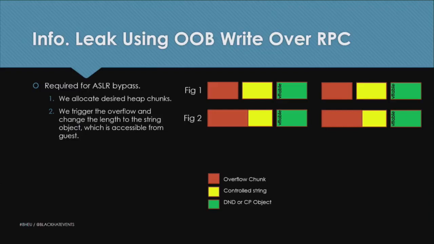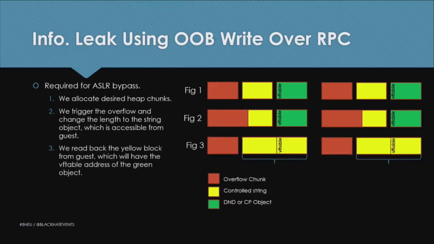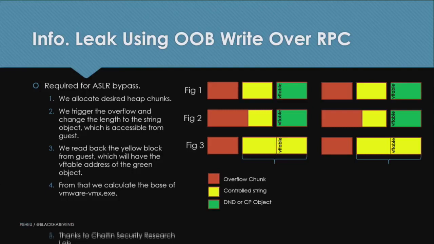And when the length of the string is modified, if we try to read back the string from the guest operating system, we'll have the vftable address of the DNDCP object. So once we have the vftable address of VMware VMX, we can easily find the base address of VMware VMX, craft our ROP gadget and perform exploitation. This was shown by Chen Security Research Lab. They published a blog post a few months back, I guess.